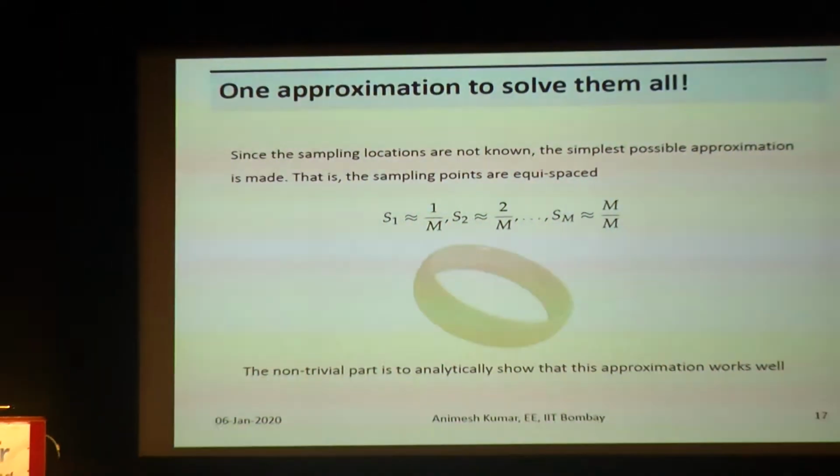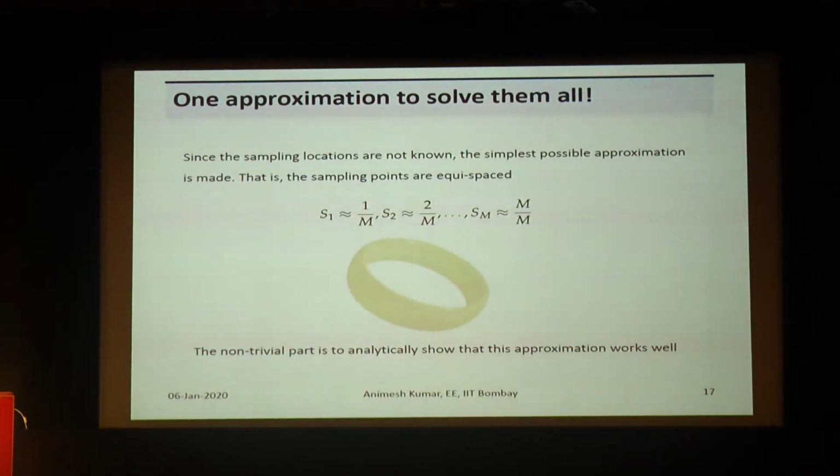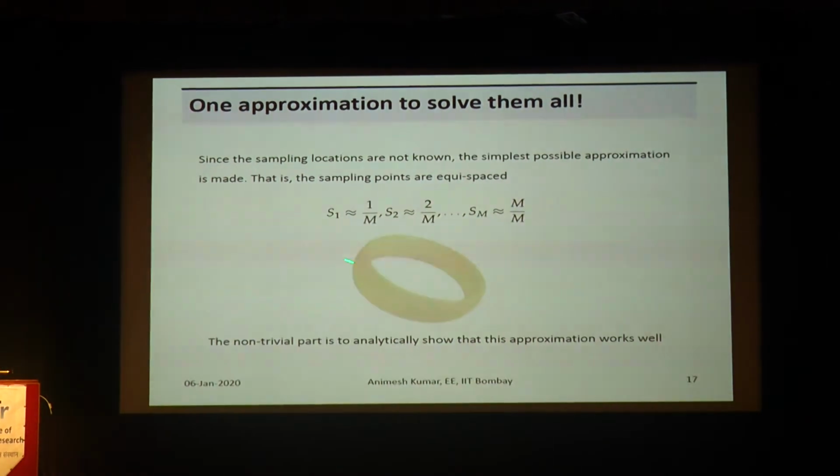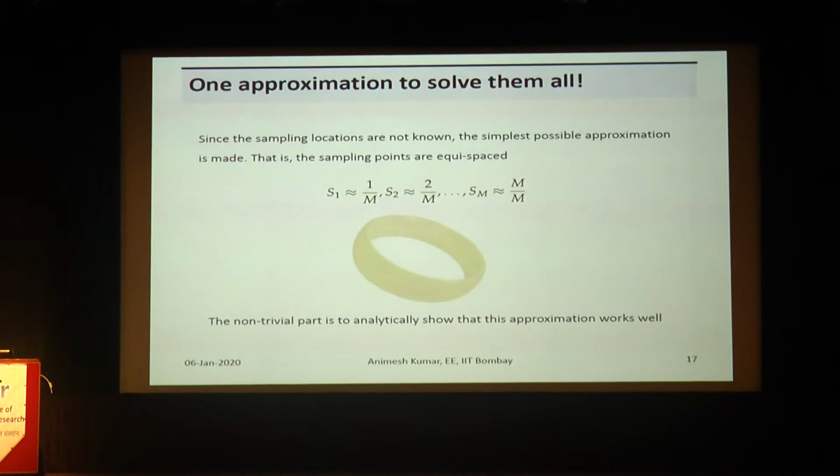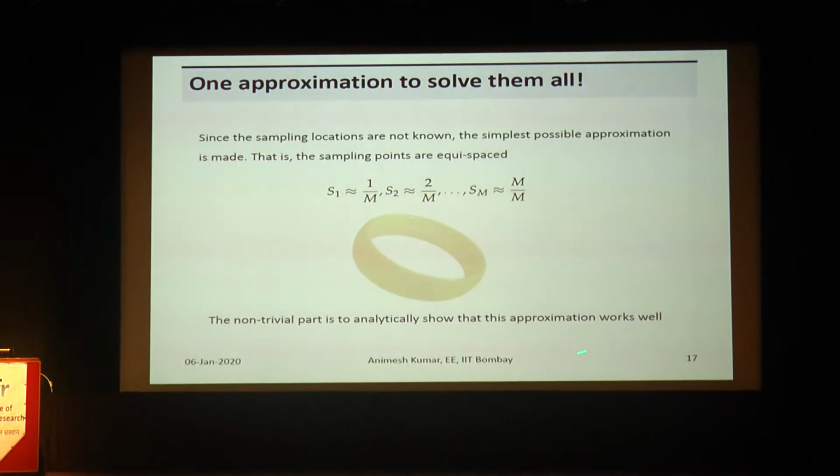The final sample is taken at the end of the path, which is the point 1. Of course, it's easy to make this assumption, but it's a bit hard to show that this approximation is going to work well when it comes to both analysis and proving some results.